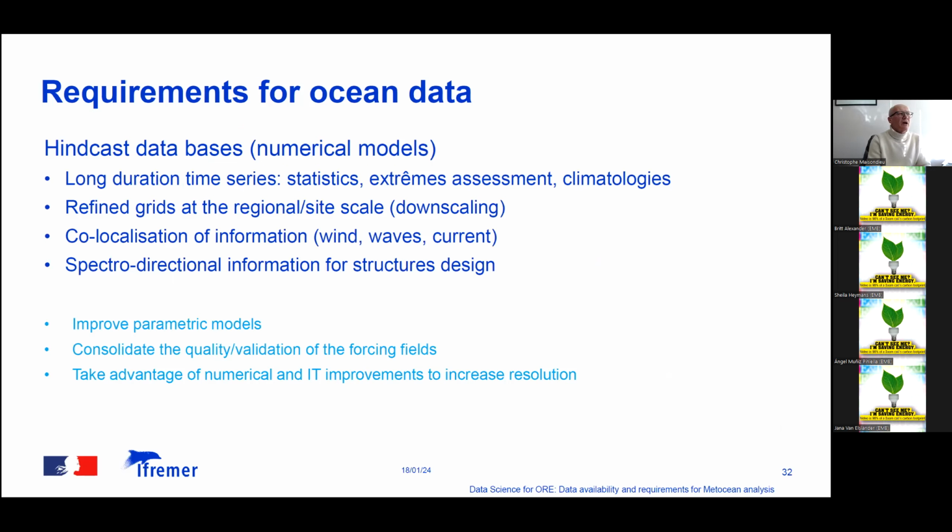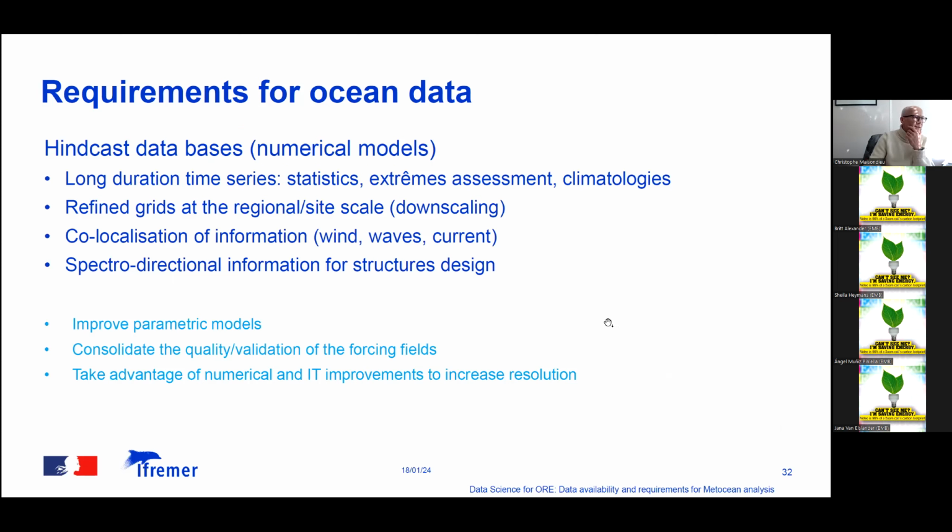I will rapidly go through this. It's requirements for ocean data. In dark blue, you have what is required, but that is already available but could be improved. And in light blue, we have probably points on which we should work a little bit.